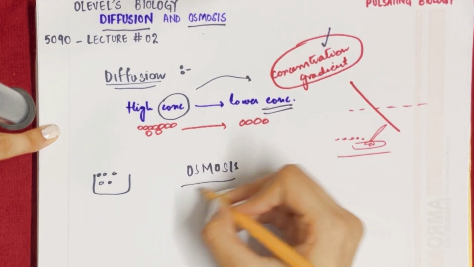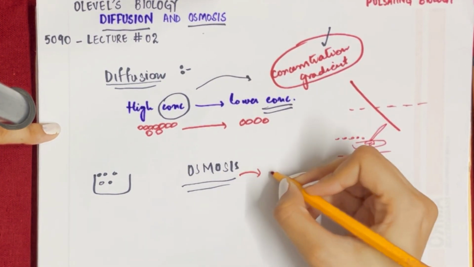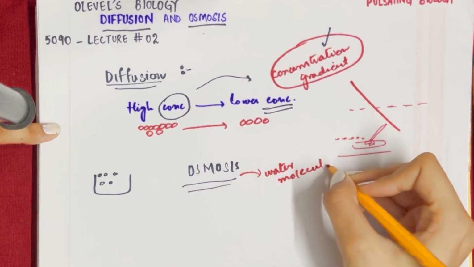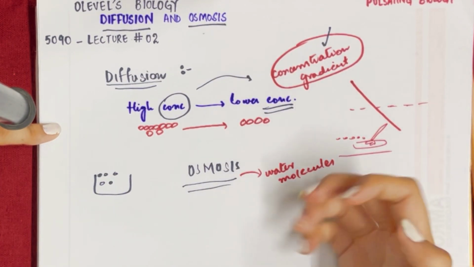Let's learn about what is meant by osmosis. Osmosis does not deal with the concentration gradient, basically. It means how the movement of water molecules takes place. The important term in the definition of osmosis is the water molecule. The definition is quite similar, that osmosis also takes place from the region of higher concentration to the region of lower concentration, but through a partially permeable membrane.